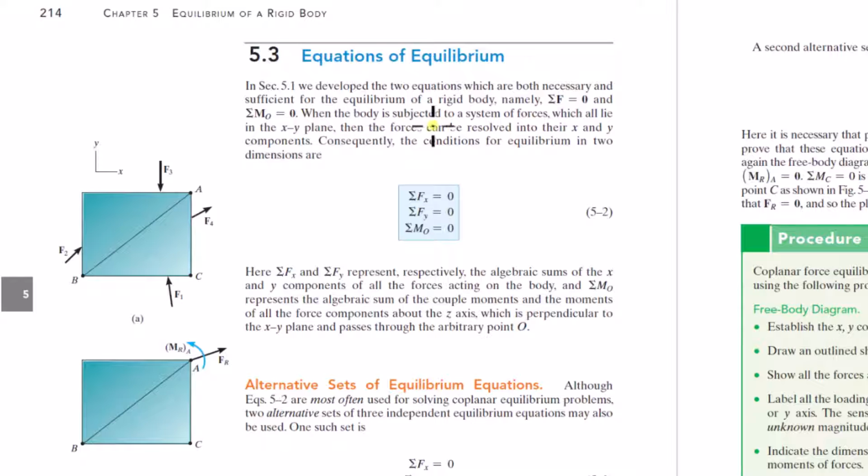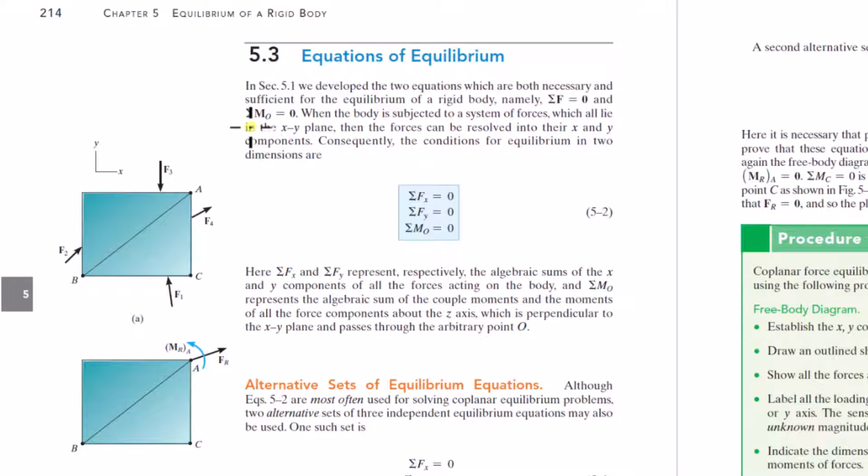When the body is subjected to a system of forces which all lie in the XY plane, or a single plane, that's what we're going to focus on here now. In this section, we'll do 3D in another video. Then the forces can be resolved into their X and Y components. Consequently, the conditions for equilibrium in 2 dimensions are, so what they're saying is, we're going to look at these from the standpoint of components in the Cartesian coordinate system.